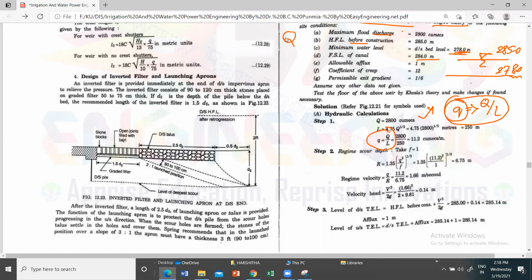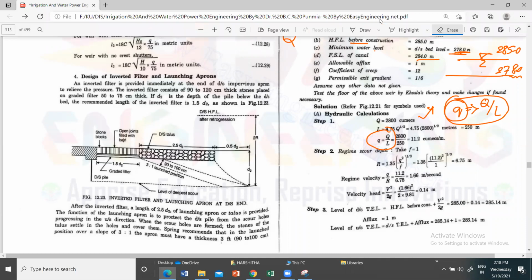The length of the weir can be calculated from this formula: L is equal to 4.75 root Q. If you calculate it, we get 250 meters. That means the width of the river, since we build the weir across the width of the river. So the length of the weir will be equal to the width of the river.